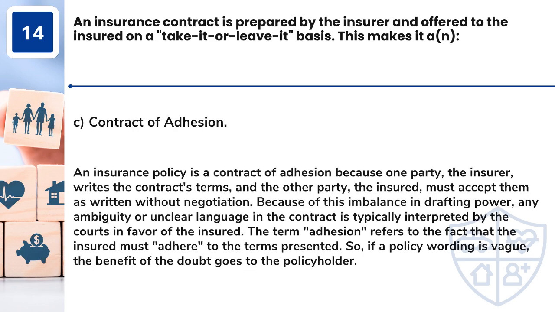Answer, C. Contract of adhesion. An insurance policy is a contract of adhesion because one party, the insurer, writes the contract's terms, and the other party, the insured, must accept them as written without negotiation. Because of this imbalance in drafting power, any ambiguity or unclear language in the contract is typically interpreted by the courts in favor of the insured.